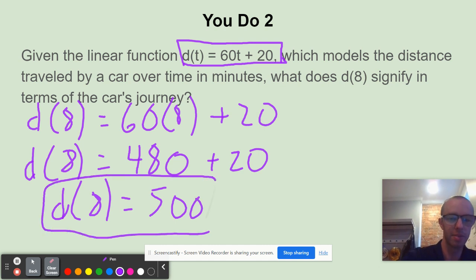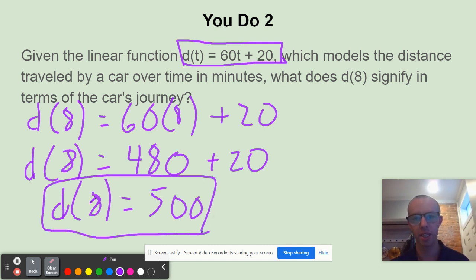All right, so what does this mean? If I input 8 minutes, output 500 miles. Wow, this is a really fast car. There's a little bit of a typo. Maybe this would be a rocket. It means that the car travels 500 miles in 8 minutes. That's the meaning of this.